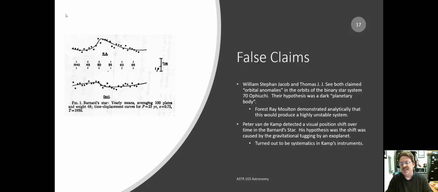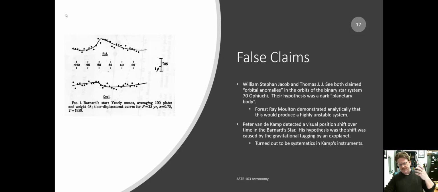And so what Jacob and C. did was they went through and discussed various possibilities as to why these anomalies took place. And one of those was the hypothesis of a dark planetary body. So the idea here is that there is a third gravitational source in the system which is causing the other two objects to move in ways you wouldn't expect for just two bodies.